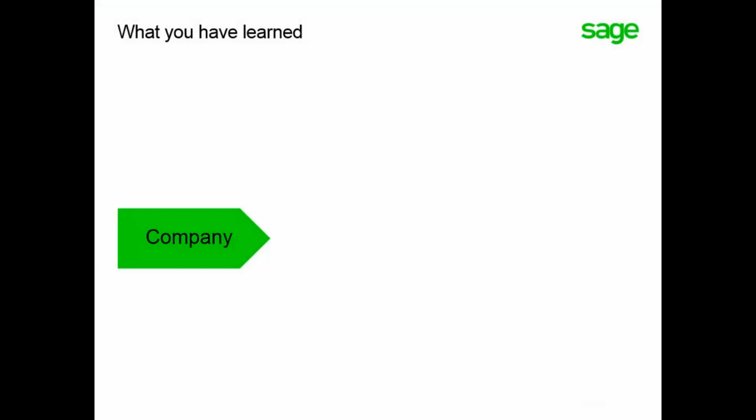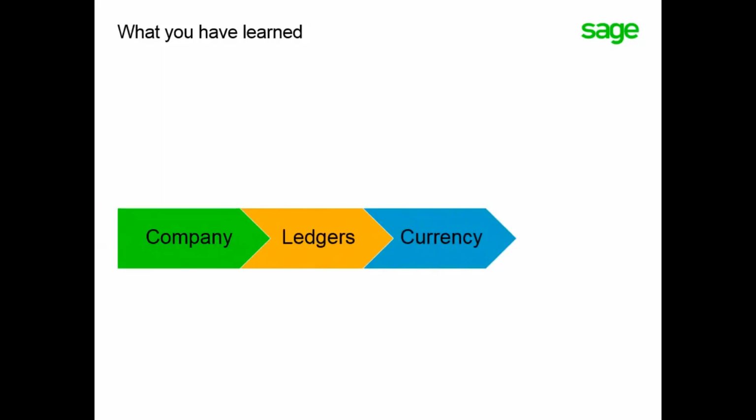In this lesson, you have learned that every company has to have an Account Core Model, and the model determines what ledgers the company will use and what currency the ledgers will post transactions in, as well as how the transaction currency and exchange rate are determined and calculated.